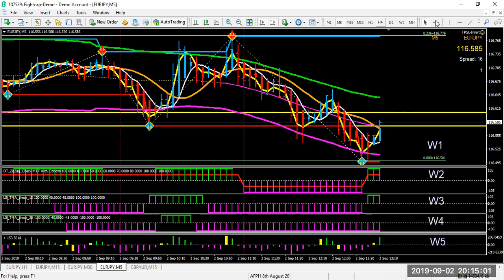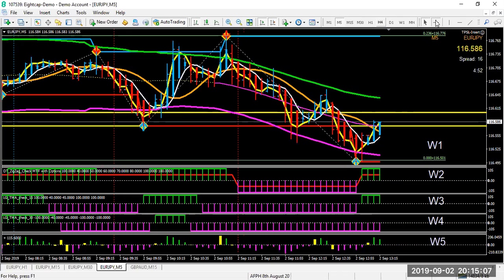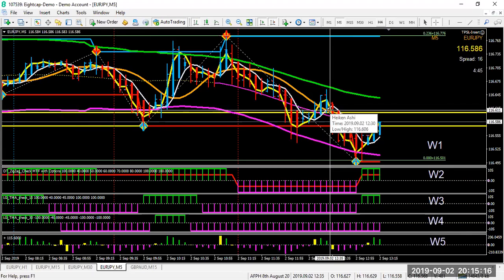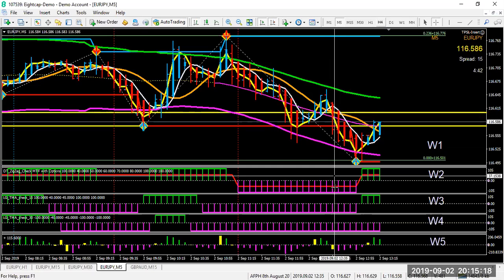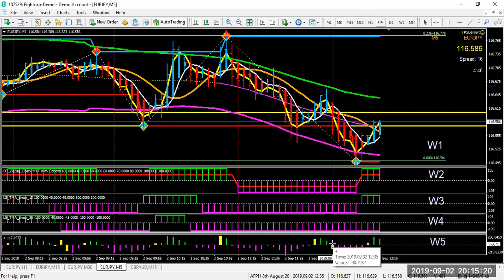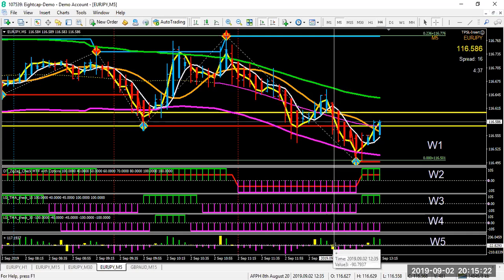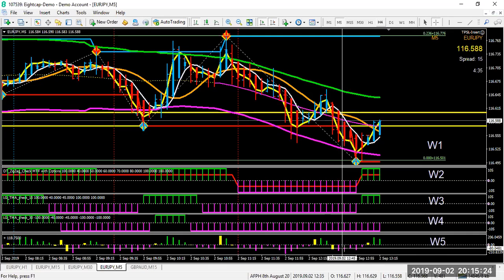Okay, I always display information in more than one place. Why do I say that? Or how can I show you? If you look at when the yellow crosses below the white, you'll notice down here in window 5, we have price cross below 0. Yeah.